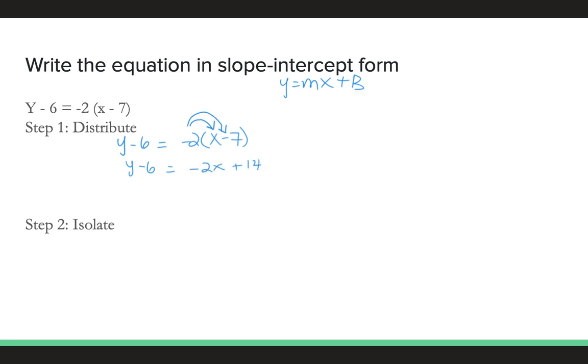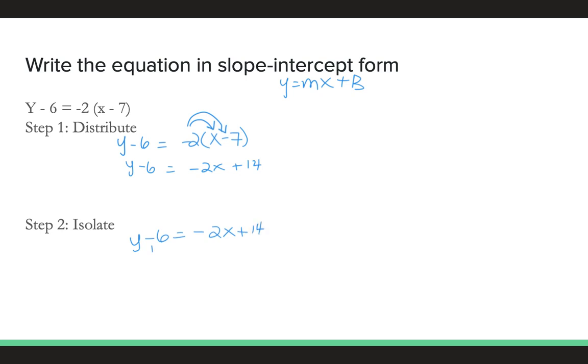Okay. So I have y minus 6 equals negative x plus 14. And I got the 14 because negative 2 times negative 7 is positive 14. So my last step is to isolate the y. We want the y by itself. And it will either be by adding or subtracting.